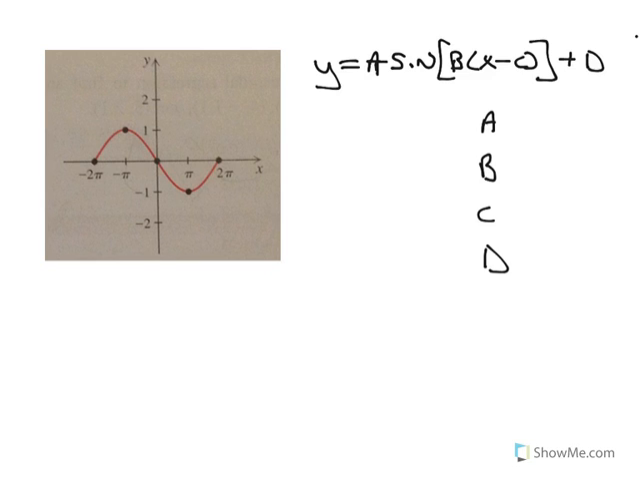So the first thing I always start with is the vertical shift. So if you find the midline of the graph, the midline, unless there is a vertical shift, should always be on the x-axis. So it looks like this is the high, this is the low, so your midline will be right here. So the vertical shift off of the original midline is 0, so your d value is going to be 0.